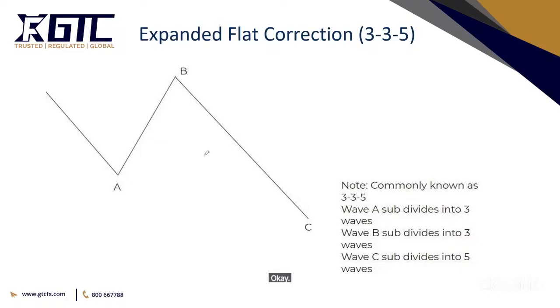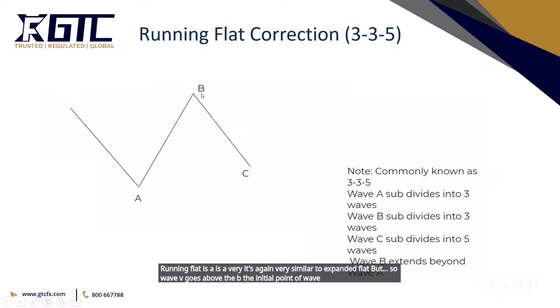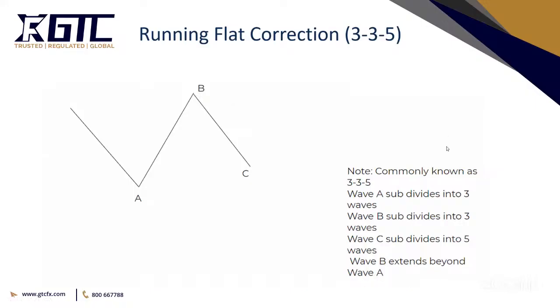Okay, that's an expanded flat, and the third one is a running flat. Running flat is again very similar to expanded flat, but wave B goes above the initial point of wave A and everything is fine. And suddenly, wave C, if you notice wave C, is falling short of wave A. Did you see that? Now that is a running flat.